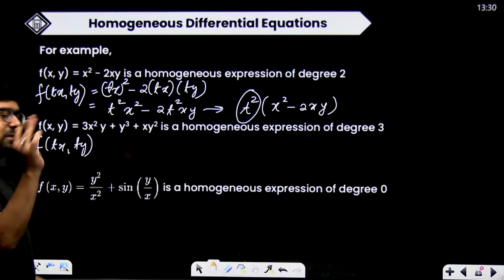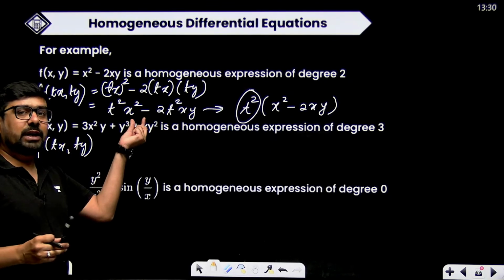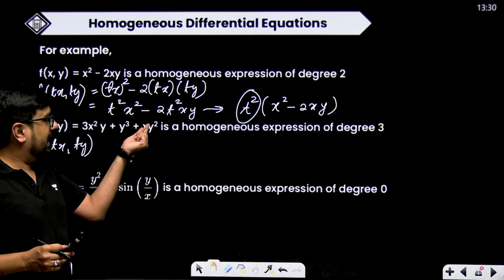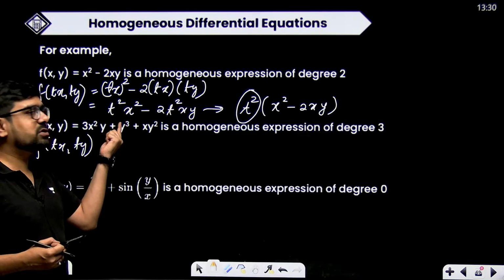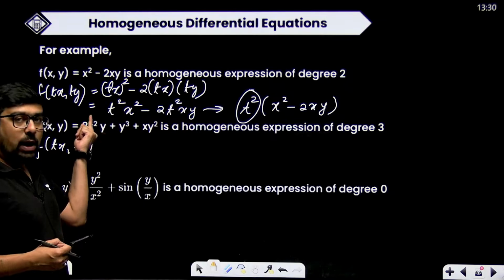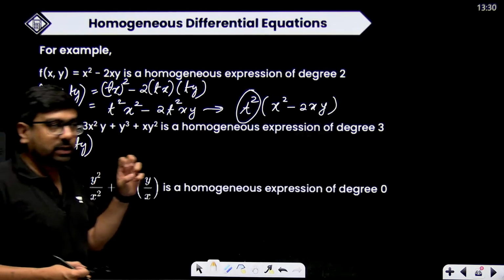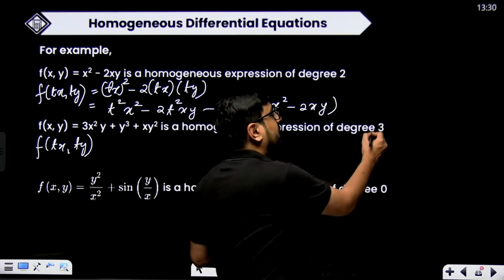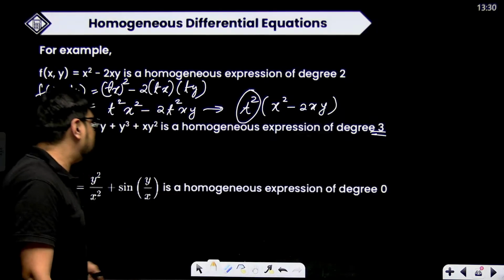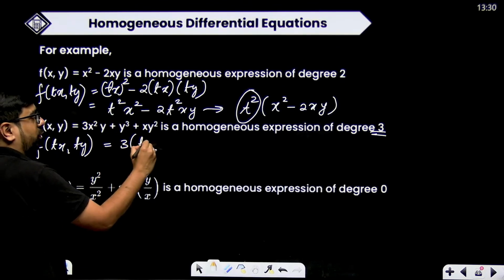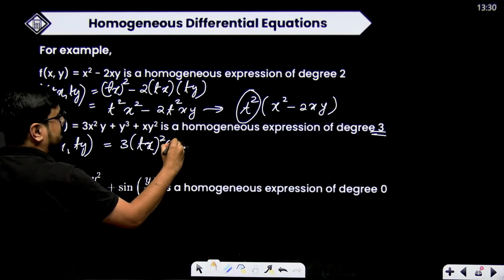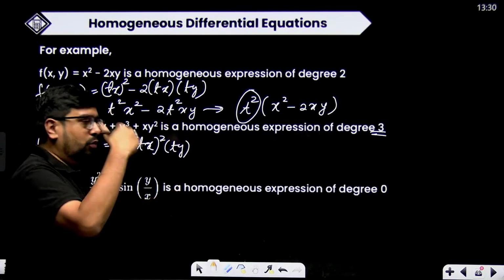Before doing this, just see what is the cumulative power in every term for x and y. Here x and y, 2 plus 1, 3. Here only y is there, x is not there, so the sum is 3. Here x square and y, 2 plus 1, 3. So this is a homogeneous expression of degree 3. Simply, here also the same thing will happen. If instead of x you put tx, and instead of y you put ty, t cube will come out to be common.